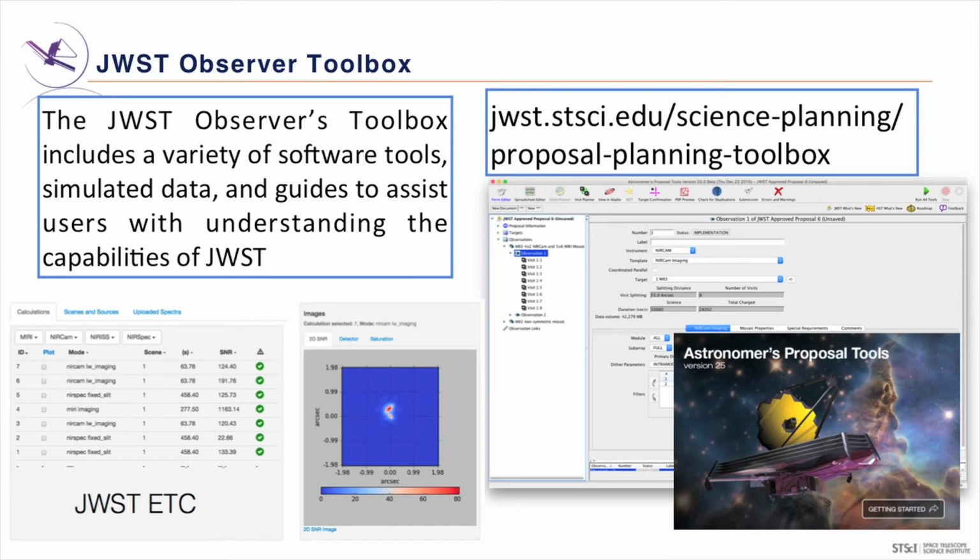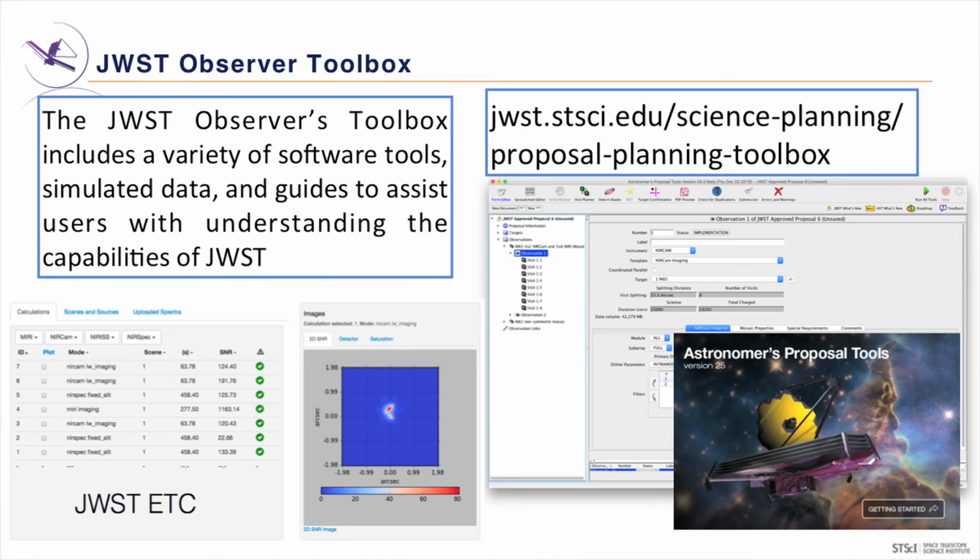All right. So let me highlight a little bit about a lot of the tools that you're going to be needing to plan your awesome Cycle 1 proposals. We have a JWST Observer toolbox set up that's housed here, and you can easily find it again from that top menu. It includes a variety of software tools. It also includes simulated data and guides to assist users in understanding the capabilities of JWST. As many people have said throughout today, JWST is complex and there are a lot of modes, so we're trying to help you understand where to go and what might be your best options.